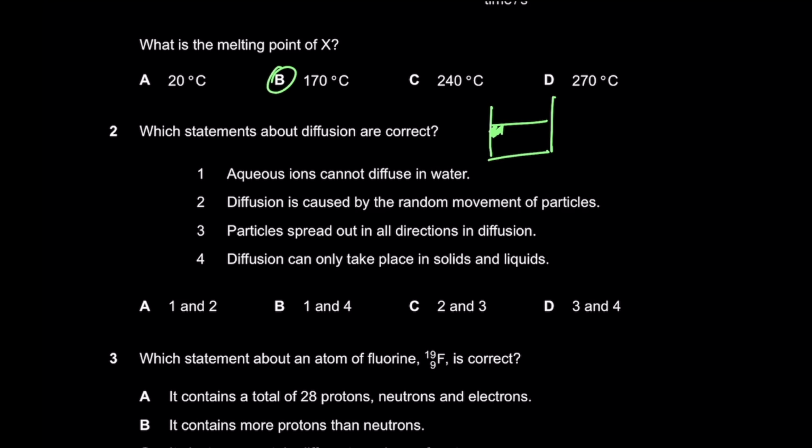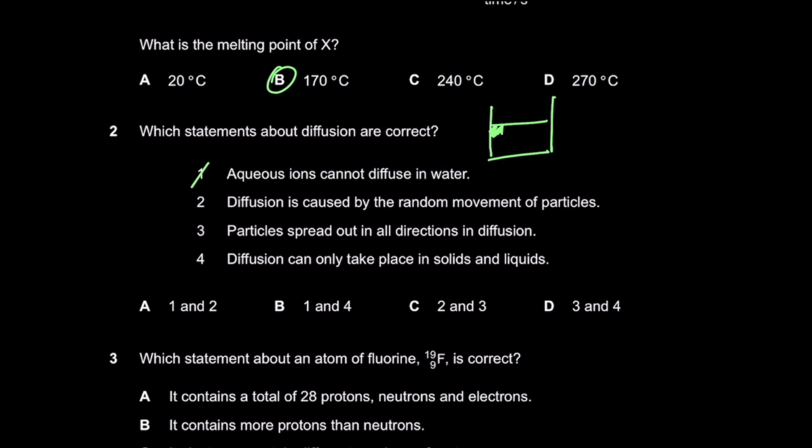If that was the case, then you would only have a green color in one part when it came to the chromium ions, or a blue color in one part when it came to the copper ions, and the rest of the solution would be colorless, which is absurd, right? So no, aqueous ions can diffuse in water.